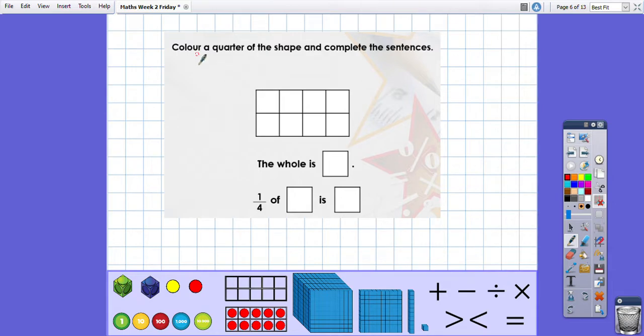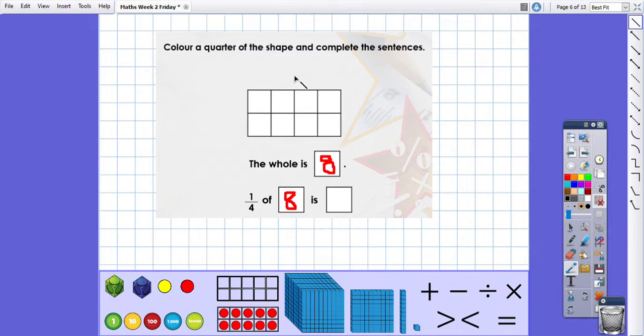Now, I need to colour 1/4 of the shape and complete the sentences. So let's read what it says. The whole is. So I can do that before I do anything. So how many pieces are there all together in my shape? So I've got 1, 2, 3, 4, 5, 6, 7, 8. So my whole is 8. So I'm finding 1/4 of 8. That's half of the job done. So I'm going to use my sneaky trick like I did before with the peaches. I'm going to split it into 4.